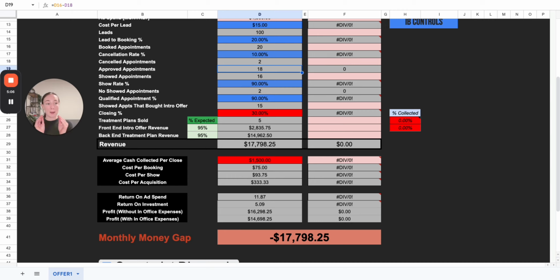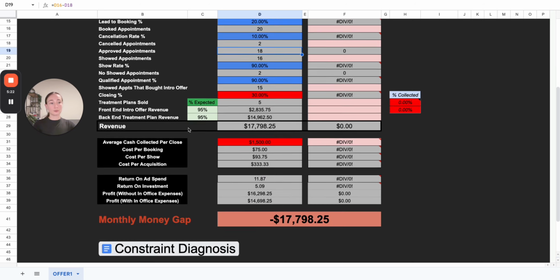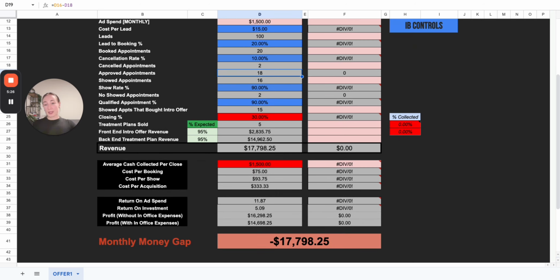Now to the monthly money gap. And the final metric, the monthly money gap, shows the difference between your projected and the current numbers, right? Because you see in this column here, these are the projections, and these are the ones that we're going to be filling out together when we get started, right? So let's now scroll back down here. And right now, since we haven't entered any real-time data, it's showing a gap of $17,798, meaning you haven't collected any of that projected revenue yet. As you start filling in your actual numbers week by week, this will update automatically, showing whether or not you're on track for the numbers of the month, right?